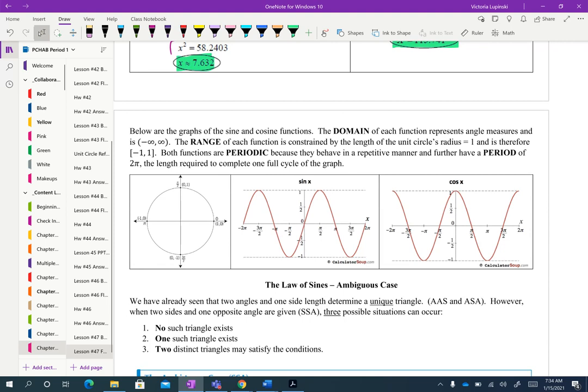So let's go ahead and do so. So what I have for you there is a little unit circle on the left-hand side with those quadrantal values. Then I have the sine graph and the cosine graph, which you may or may not have seen before. And we're going to talk about where they came from.